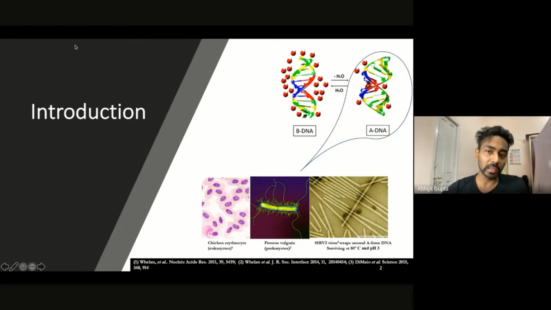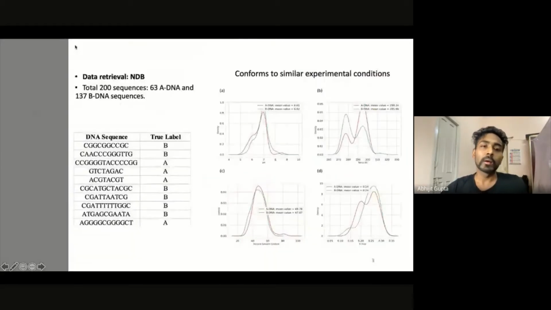Could we look at the structure of the DNA and infer just from its primary sequence whether we could predict the final conformation with a good amount of probability or not? So this was the motivation behind picking up this problem. And for any machine learning based approach, you need to have a data set. We curated the data set from the NDB database. And after segregating out selected sequences which conform to the same experimental condition, we finally decided to choose 200 sequences.